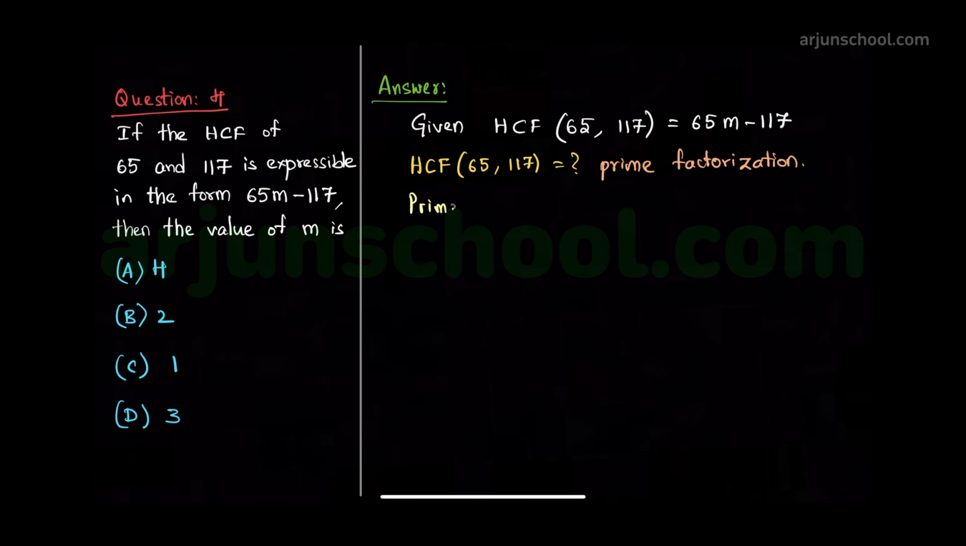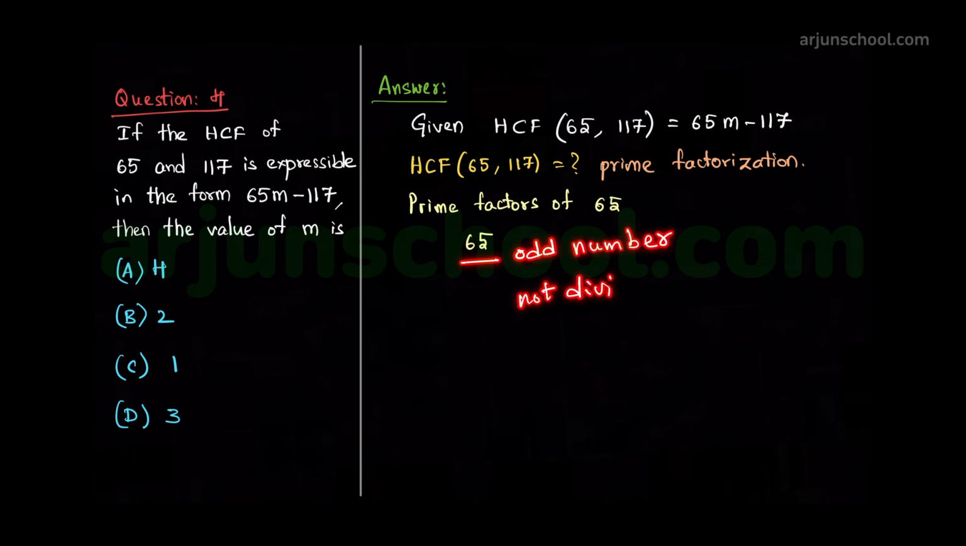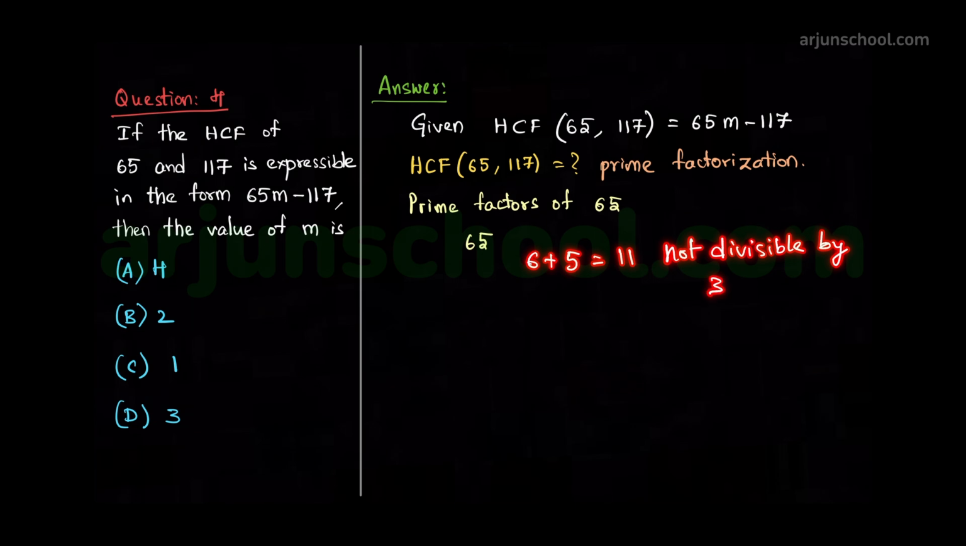First, let us find the prime factors for 65. 65 is not an even number, so it is not divisible by 2. Next, divisibility by 3. 6 plus 5, that is equal to 11, is not divisible by 3. So 65 is not divisible by 3.